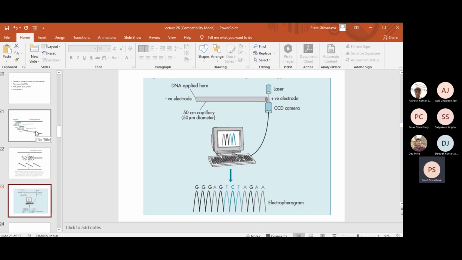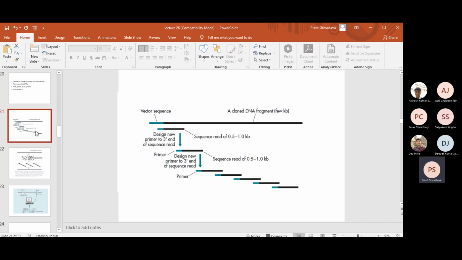So once you have learned Sanger sequencing, I will quickly tell you how Sanger sequencing can be used for determining the sequence of larger fragments. Sanger sequencing is good for up to 500 base pairs. But when you have a longer sequence, like 10 kb or 12 kb, then how do we do Sanger sequencing? In this case, you design a PCR primer which is specific to the vector sequence.